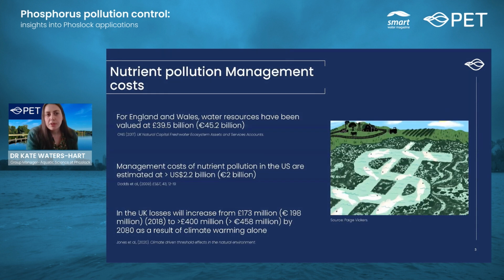So nutrient pollution management is very costly. For England and Wales, water resources are valued at more than £40 billion. And in the US, management costs are more than 2.2 billion a year. And that is quite an old figure, so that would be increased a lot more by now. By 2080, we're expected to see losses of more than 400 million alone, thanks to climate warming in the UK.